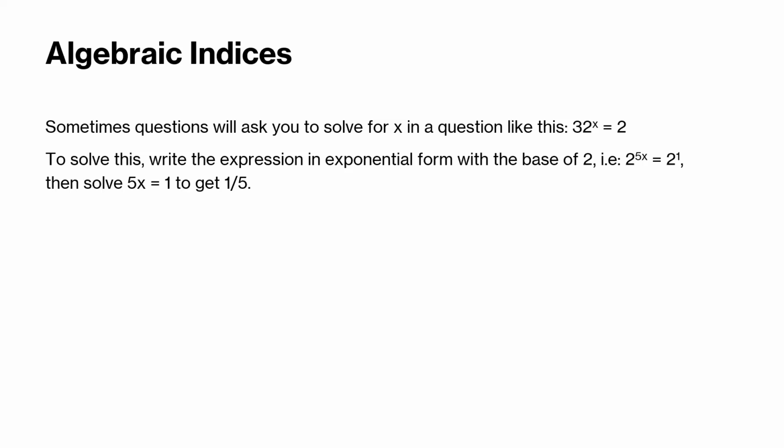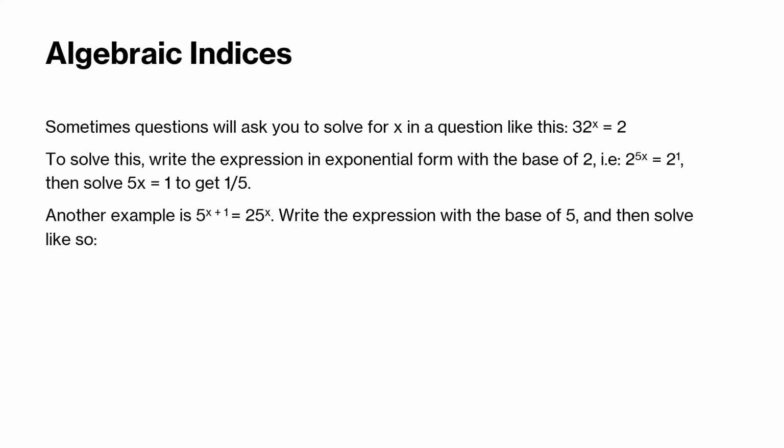And we already know that 2 to the power of 5 is 32. So 2 to the power of 5x would give us 32 to the power of x. They're the same number. And on the other side, we have 2 to the power of 1, or just 2. We can see that now, since the base is the same, we can simply solve the powers on their own. They give us an expression, 5x equals 1. We can solve this to get 1 over 5.